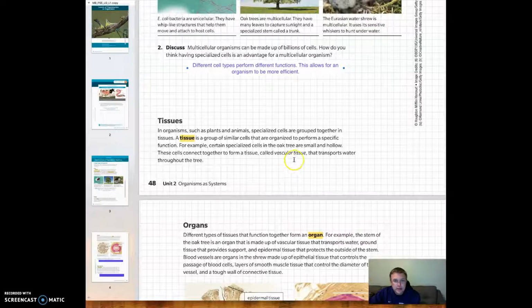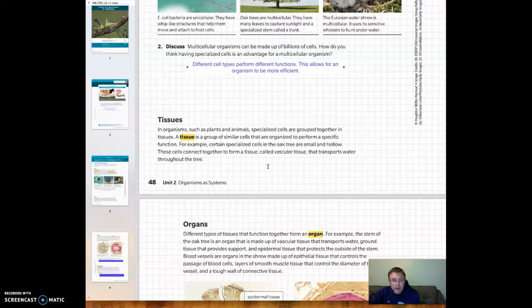Let's see, vascular tissue it mentions here. It kind of gives a plant example there. You can think about muscle tissue, you can think about nervous tissue if you're thinking about animals. Just a bunch of cells working together to do a bigger job.